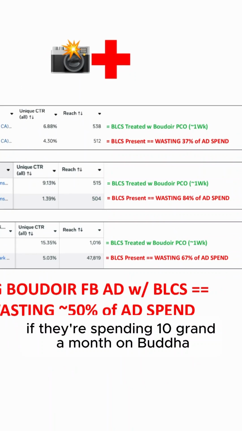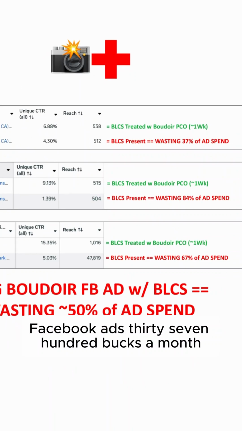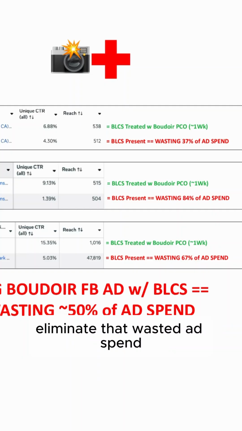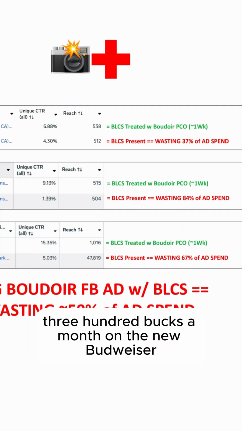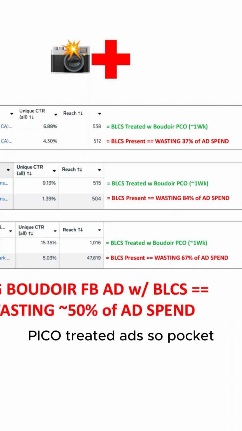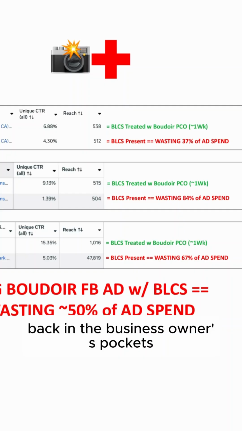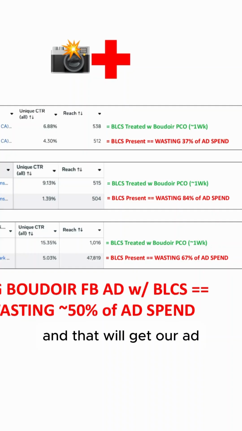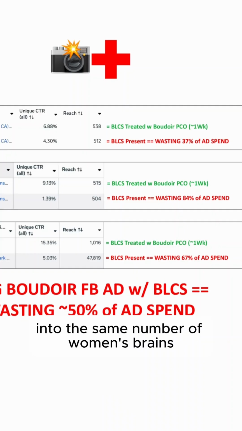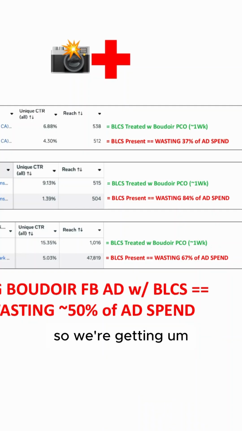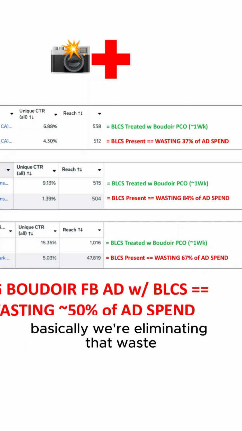So if they're spending 10 grand a month on Boudoir Facebook ads, 3,700 bucks a month, every month, is being wasted. So what we can do is eliminate that wasted ad spend and only spend 6,300 bucks a month on the new Boudoir Pico treated ads. So pocket that, what's that, 40 grand over the next 12 months, kind of phantom profit back in the business owner's pockets. And that will get our ad into the same number of women's brains as running the original ad at 10 grand a month. So we're basically eliminating that wasted ad spend and putting it back in our pocket.